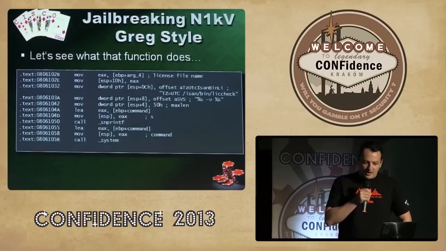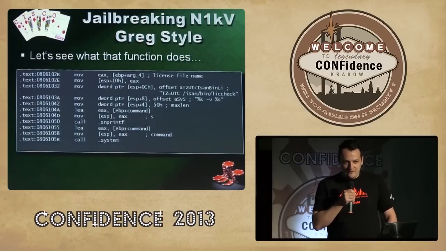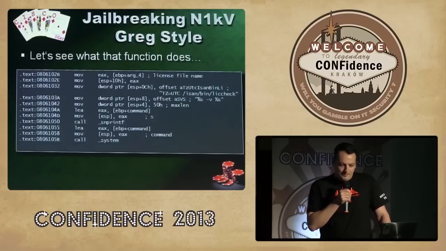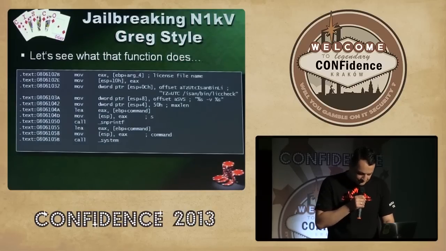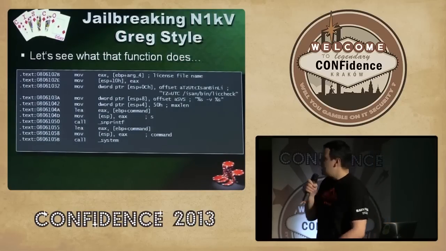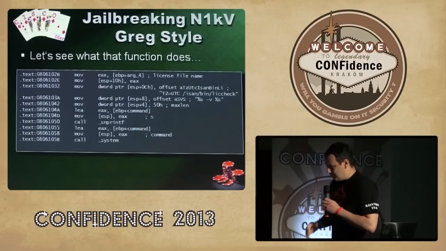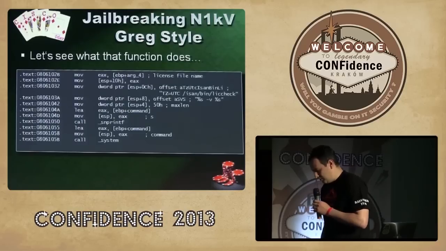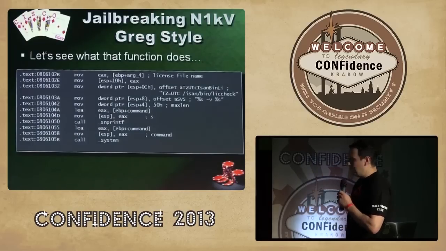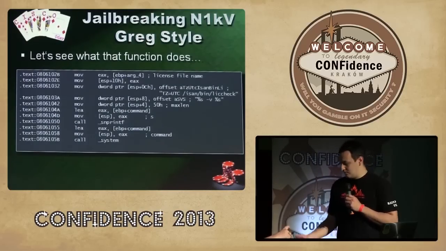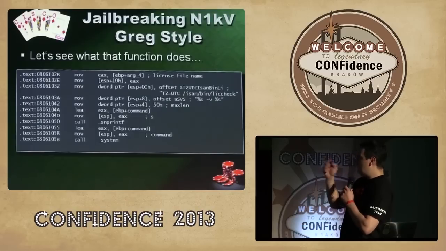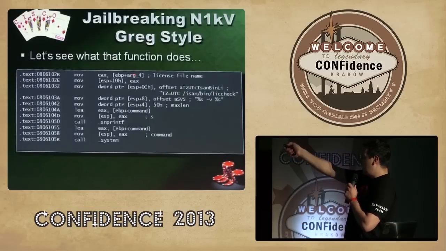Okay, so let's check out that lic_mgr_validate_license function. So in the first line, you see that it accesses an argument of the function, and that's where it stores the file name of the license.